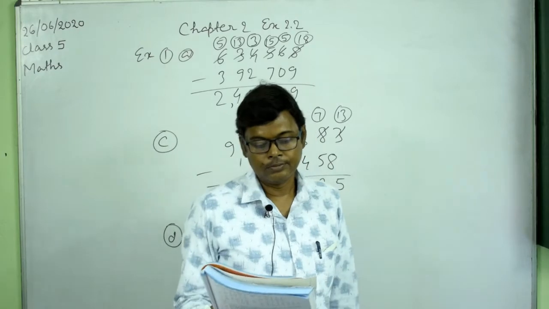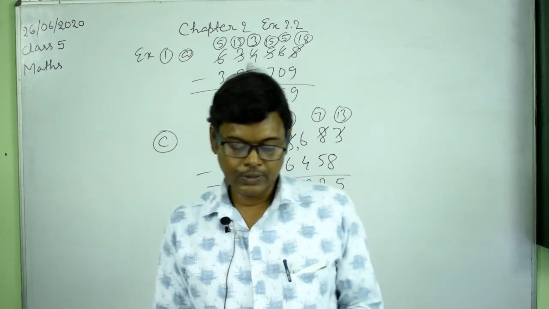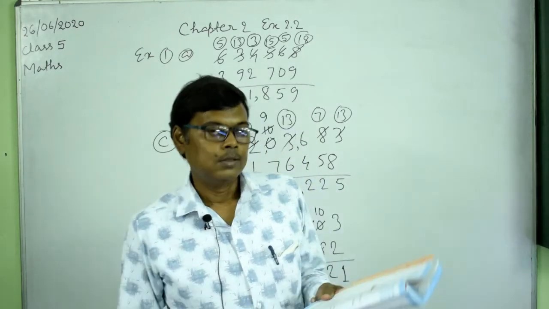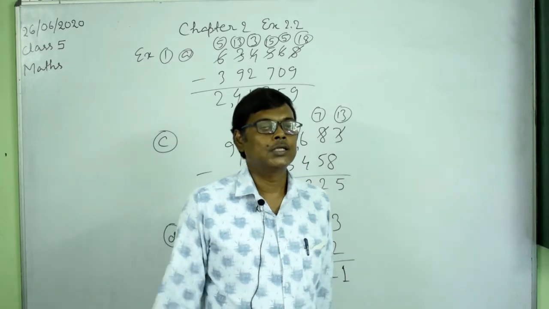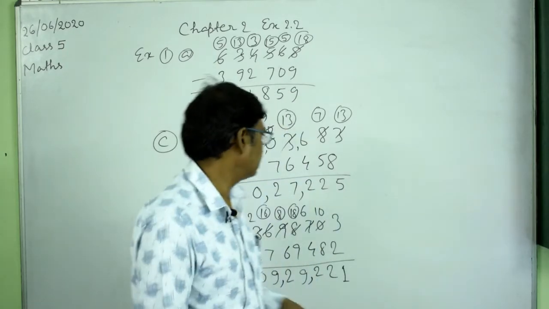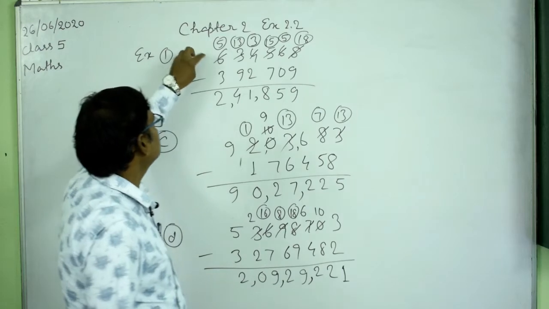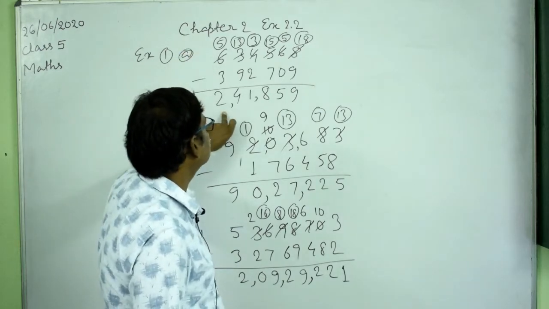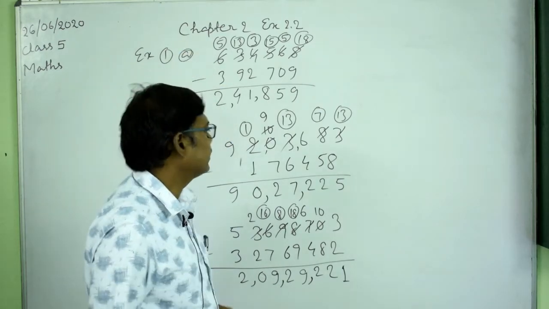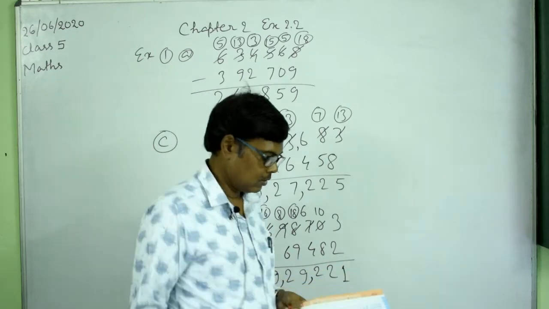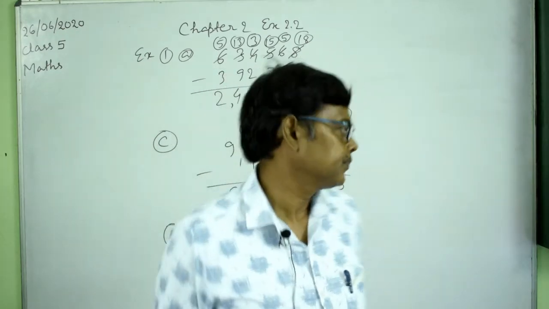Now question number 2: subtract each of the following and check the answer. In the case of subtraction also, while subtracting, like here I have subtracted these numbers and got these answers here. So how will you check this? Let us do it, then I will explain how to check.